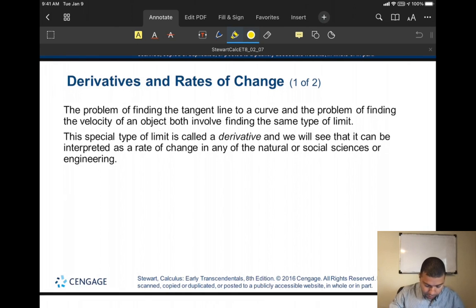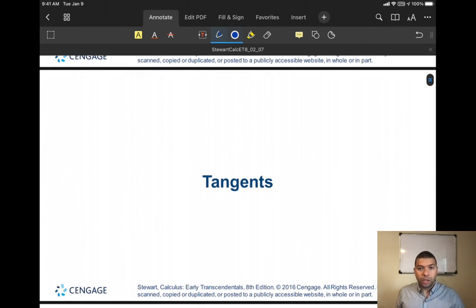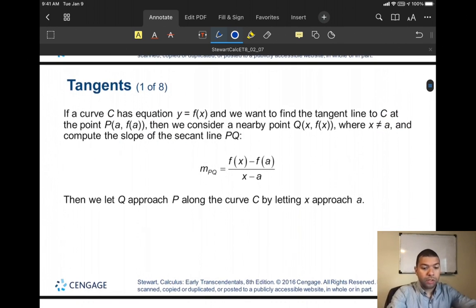So remember that we started this chapter by talking about finding the tangent line to a curve and finding as well the velocity of an object. So we had a specific goal of solving what we called the tangent problem and the velocity problem. And we're going to figure this one out by using limits. We sort of came up with a strategy of what we were going to do, and that strategy allowed us to use limits. So this is the first expression I want you to pay attention to.